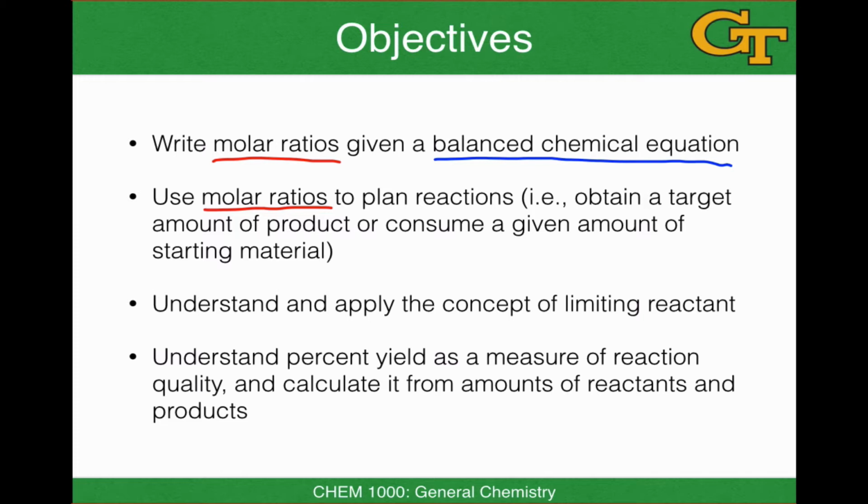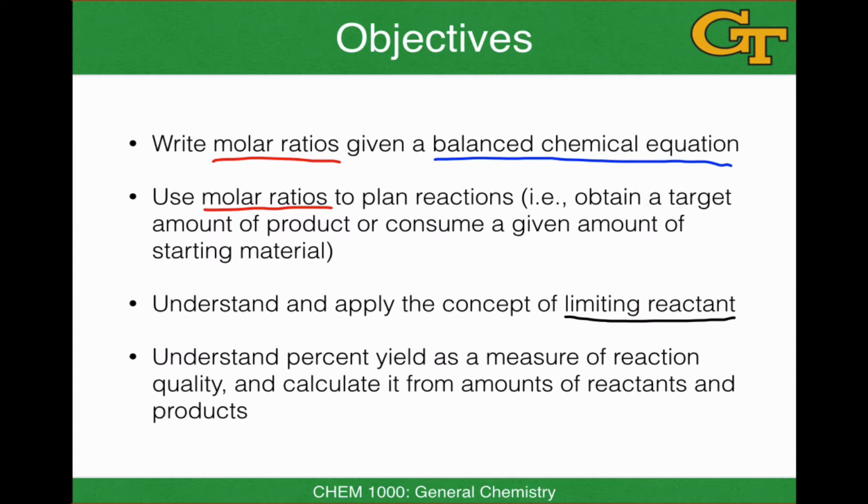Thirdly, we'll understand and apply the concept of limiting reagent. We can't simply increase the amount of a reactant without limit to increase the product that forms. We're limited by the reagent that's present in the smallest equivalent amount. We'll see what this looks like more quantitatively, learn how to identify limiting reagent, and see how we can apply the limiting reagent concept to situations where an excess of one or more reactants are used.